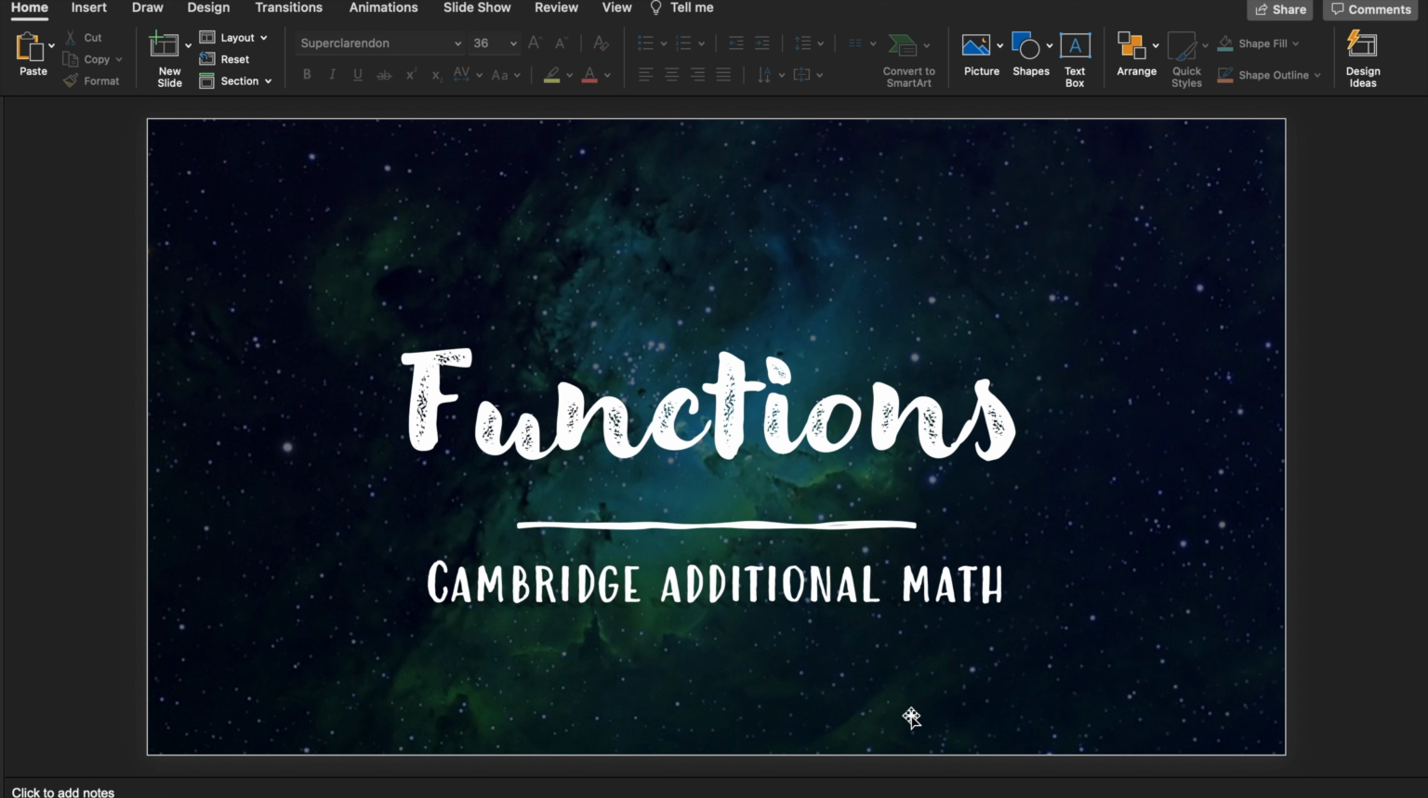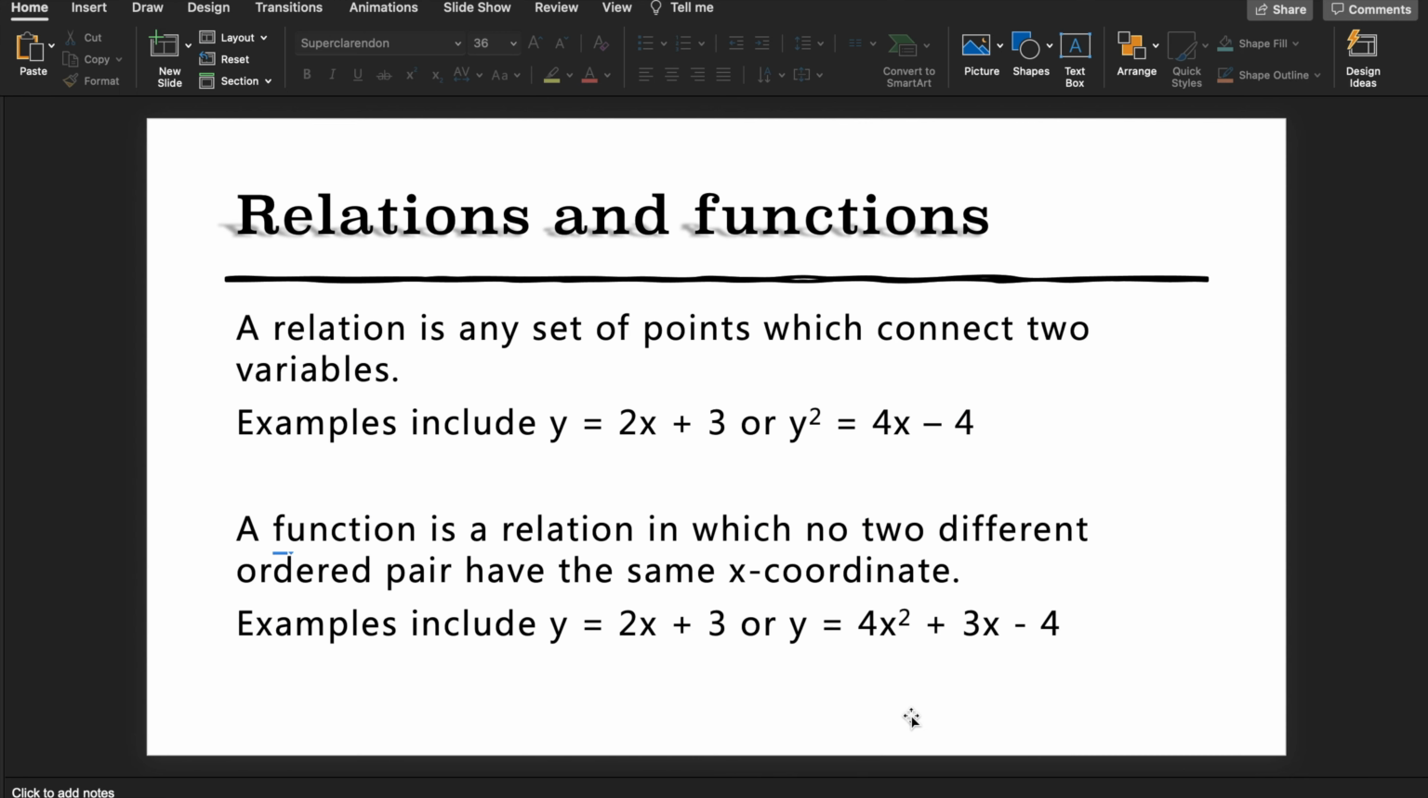Hi, today we're going to be doing functions from Additional Mathematics Chapter 2. So to start off, we have to be able to differentiate between a relation and a function. A relation is any set of points which connect two variables, for example x and y. The examples include y equals 2x plus 3 or y squared equals 4x minus 4.